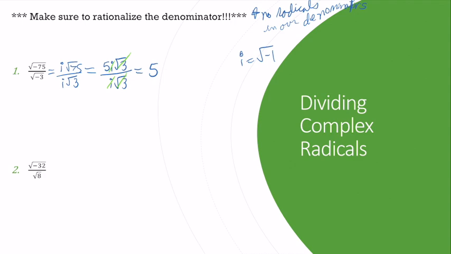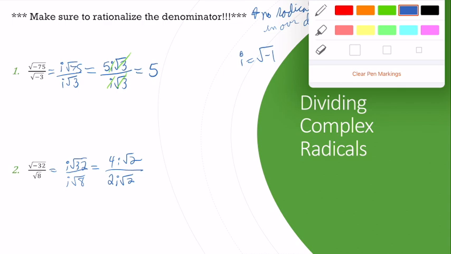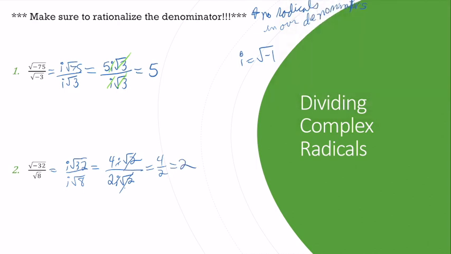In problem 2, I've got the square root of negative 32 over the square root of 8. That's going to give me i root 32 over i root 8. And I need to simplify these roots. I know the square root of 8 is 2 root 2, so I'd have 2i root 2. The square root of 32 is 16 times 2, so that would give me 4i root 2, and again, my i root 2's are going to cancel. So I'm left with 4 over 2, which is just 2. So we do have to make sure we get rid of all radicals in our denominator.